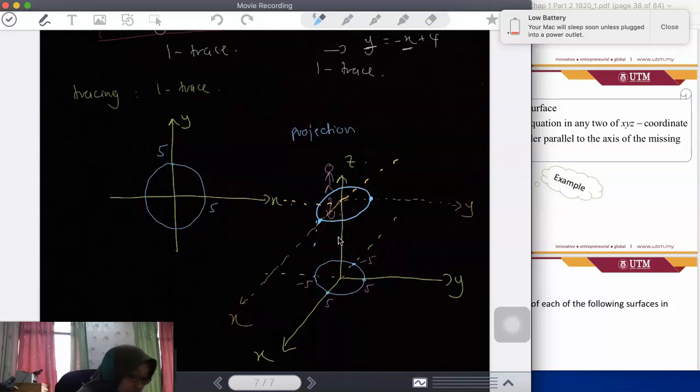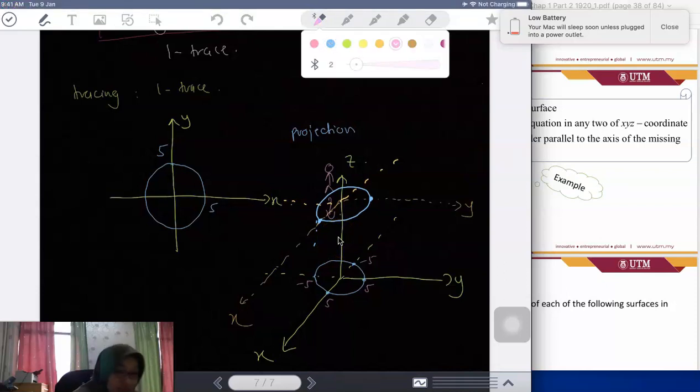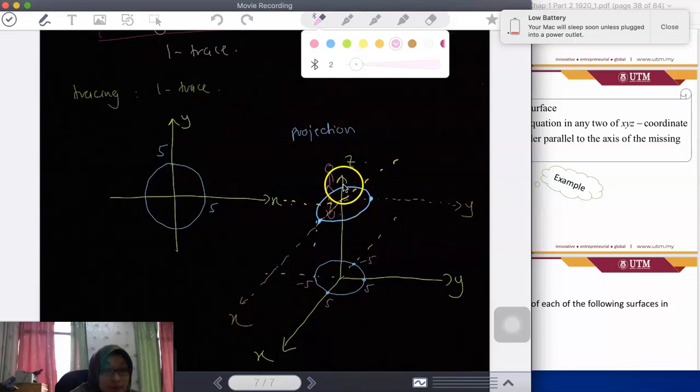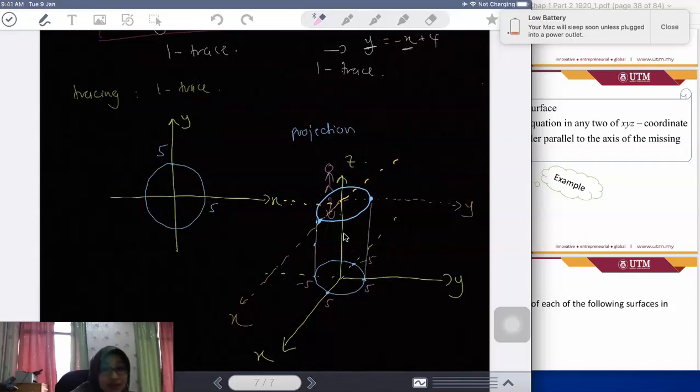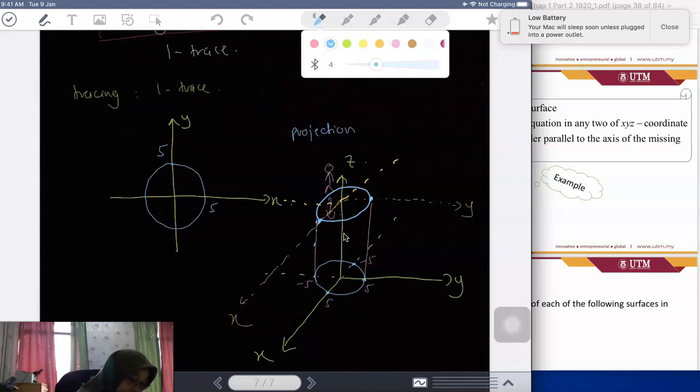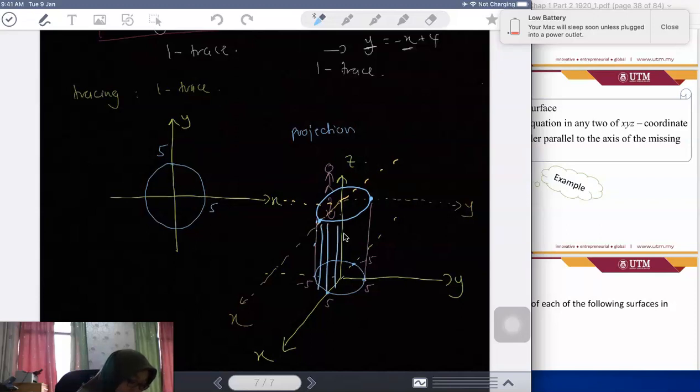So what is a projection line? A projection line is a straight line which is parallel to the axis that you are standing over. You are standing over here along z, so you have to draw a straight line which is parallel to the z axis. That is your projection line, and you can see that is your cylinder. It is an open cylinder.